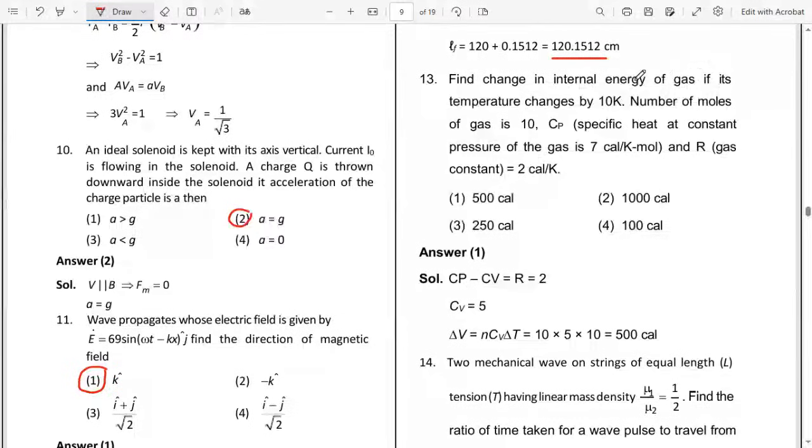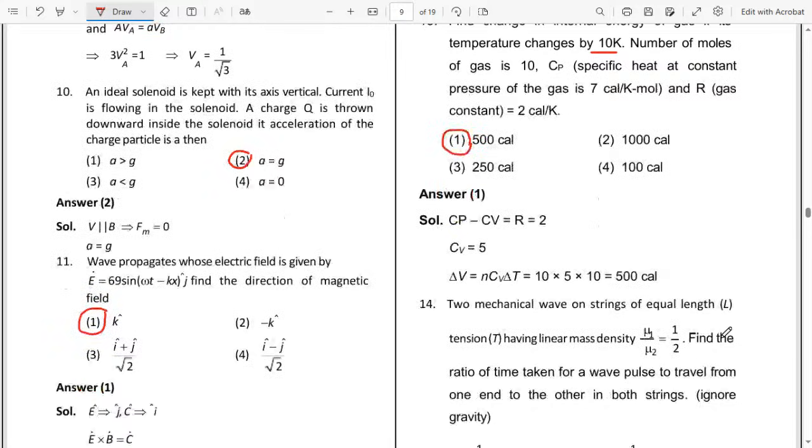Next, question number 13. Find the change in internal energy of a gas if its temperature changes by 10 K. Number of moles of gas is 10. Specific heat at constant pressure of the gas is 7 calories per mole per K and R, the gas constant, is equal to 2 calories per mole per K. So what is the answer? Option number 1, 500 calories is the correct option, students.